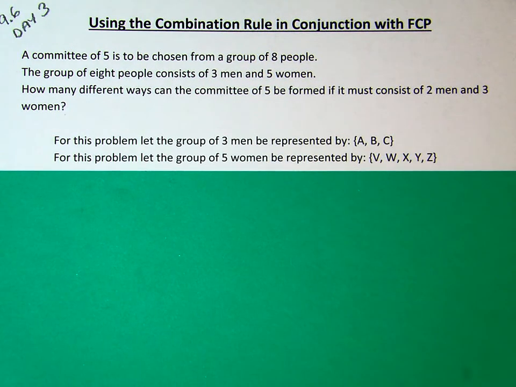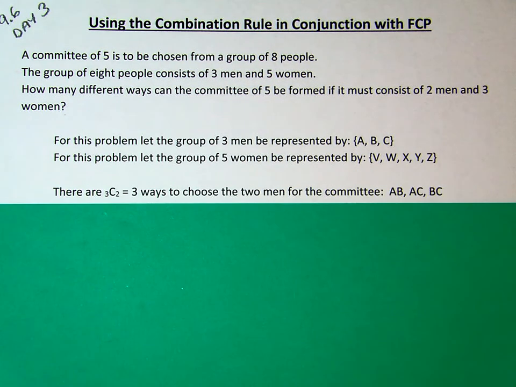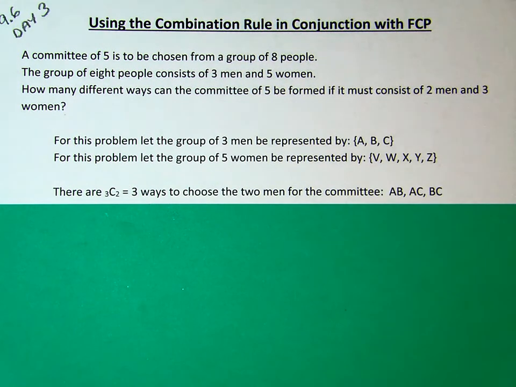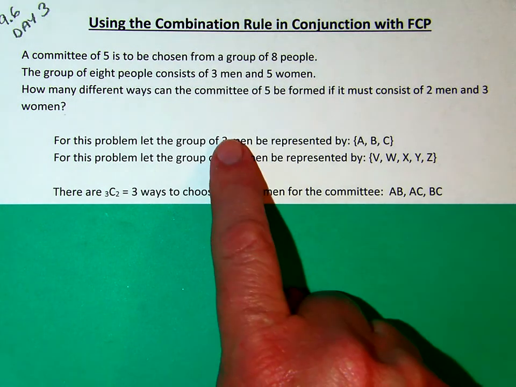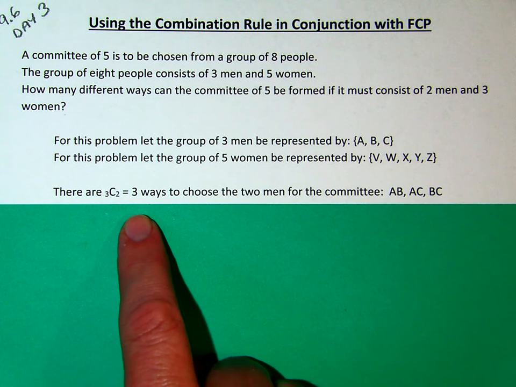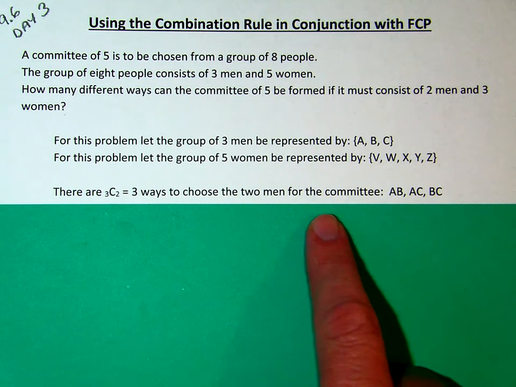For the visualization, to have some understanding of what's going on here, we're going to let the 3 men in the group be represented by ABC, and the 5 women be represented by VW, XYZ. We want the group that we pick to consist of 2 men and 3 women. If we have 3 total men to choose from, and we want 2 of them, 3 choose 2, or 3 ways to pick the 2 men for the committee.